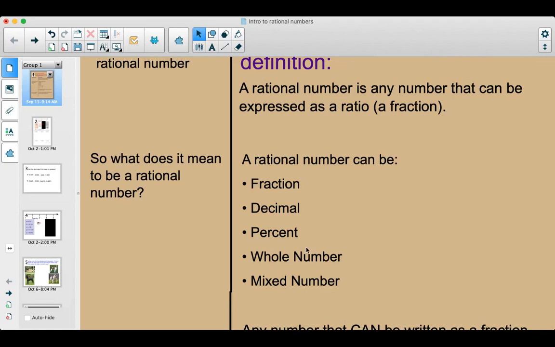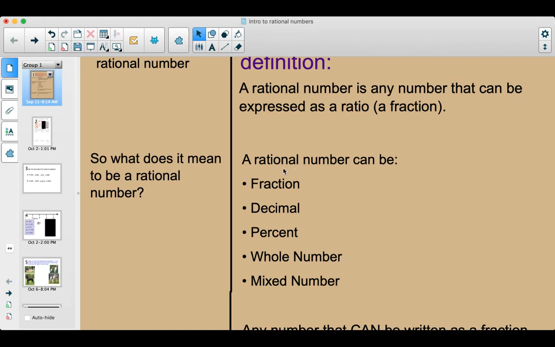So a rational number might be a fraction already, right? Obviously, a fraction can be written as a fraction because it already is. It might be a decimal. There's a way to turn decimals into fractions that are equal, and we'll talk about how to do that later on. Same with percents. They might be written as a percent. You can always turn a percent into a fraction as well. They might be whole numbers, or they might be mixed numbers. Remember, a mixed number is a whole number along with a fraction. So like 3.5 would be an example of a mixed number. So all of these are rational numbers.